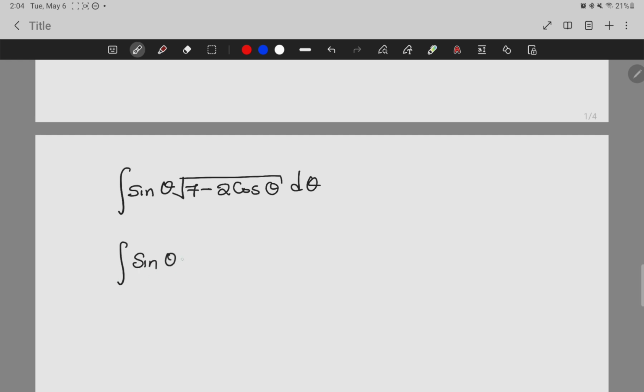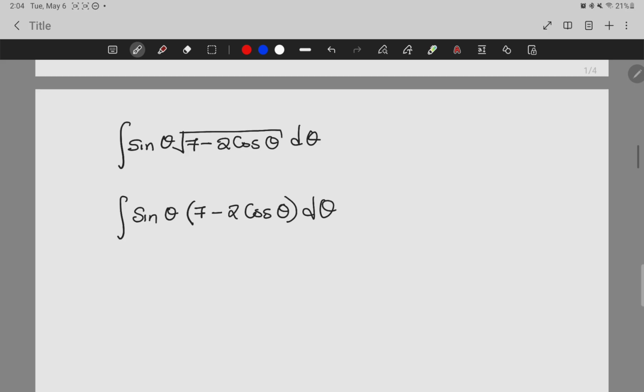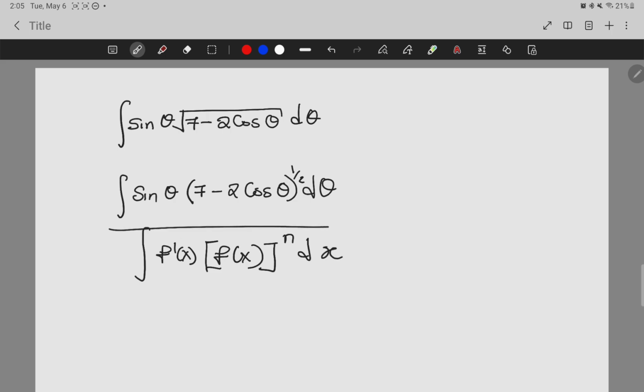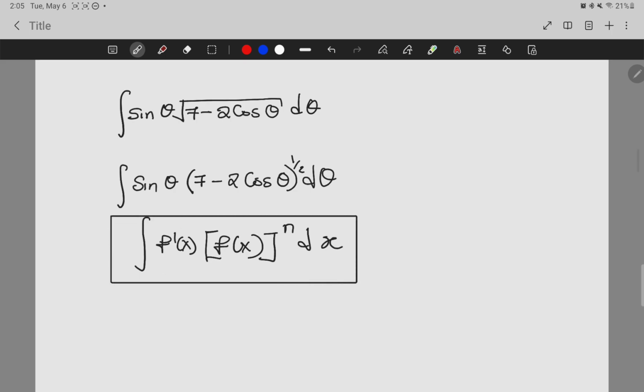But let's view it in this form. Let's view the root here as 7 minus 2 cos theta raised to a power, d theta. Of course, the root will end up as a power of half there. If we look at the argument, or what is inside the brackets, view it as f of x. So this is f of x raised to a power, let's generalize it as power n. When you differentiate this, what you get is actually the coefficient, or the expression that comes here. In this case, of course, u substitution, or the algebraic substitution, gets to work.